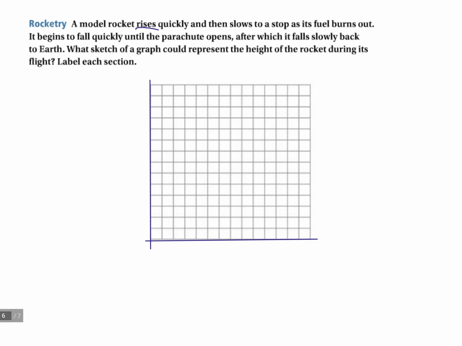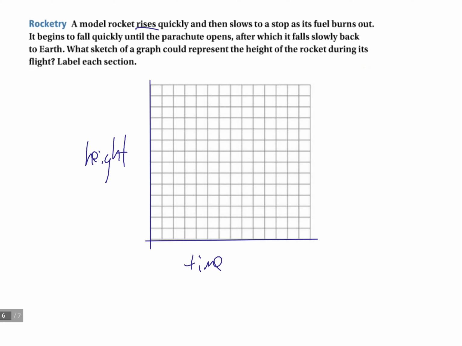Now, I said our variables are the height of the rocket and the time. As time goes on, the rocket's going to go up and then it's going to go down, okay? So we need time, because as time goes on, the rocket goes up or down, right? So time is on the horizontal axis and the height is on the vertical axis. It has to be that way.